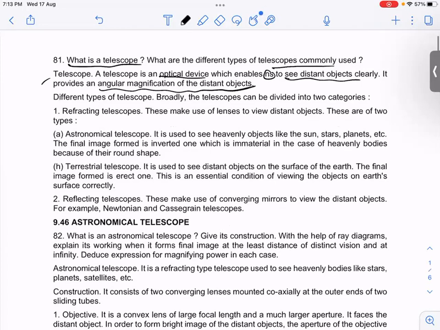So the different types of telescopes that are generally in use are: one is called refracting telescope. Under refracting, you have astronomical and terrestrial. And the second one is called reflecting telescope. As the name suggests, reflecting means they need to use mirrors. So they make use of converging mirrors to view distant objects. The examples of them are Newtonian and Cassegrain telescopes.